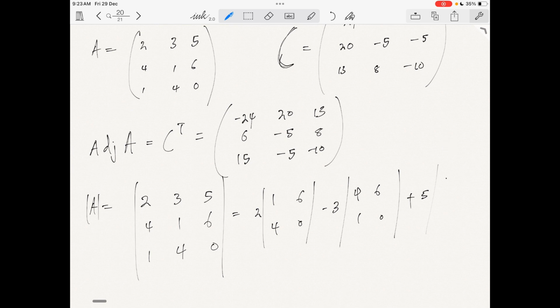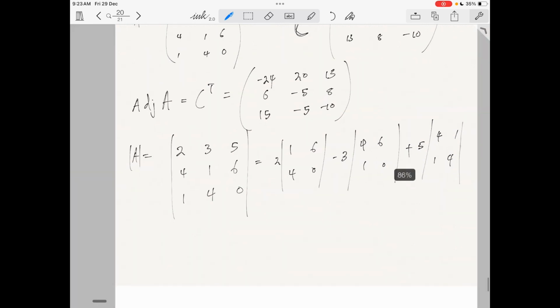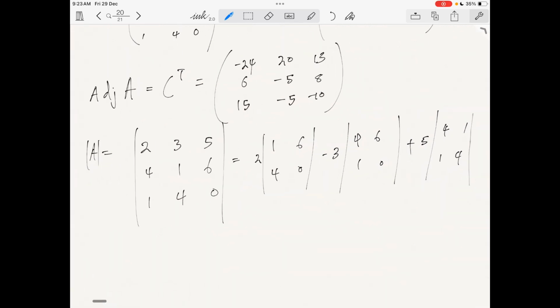1, 1, 4. Please, if you don't understand what is going on here, kindly refer back to our last video where we talked about determinants of matrices. Plus 2 into 0 minus 24, minus 3 into 0 minus 6, plus 5 into 16 minus 1. So in the end, we have our final answer to be 45.